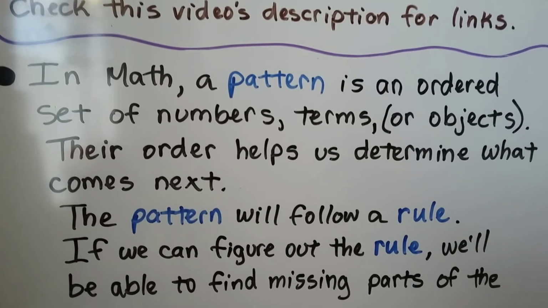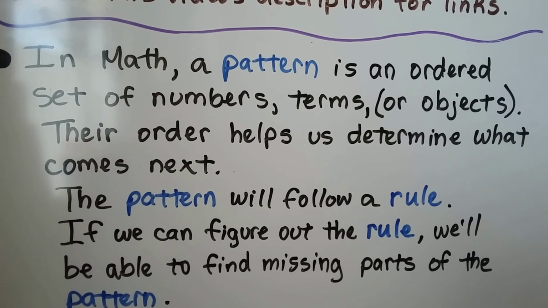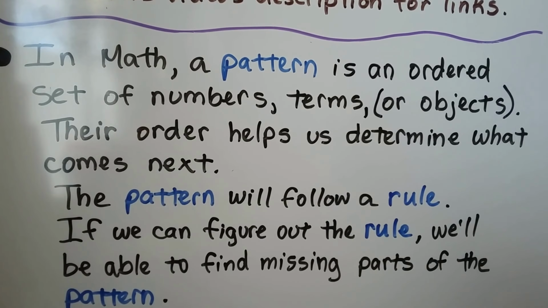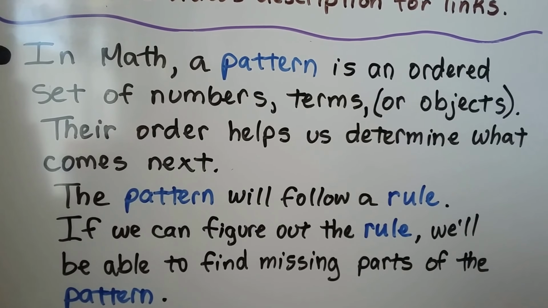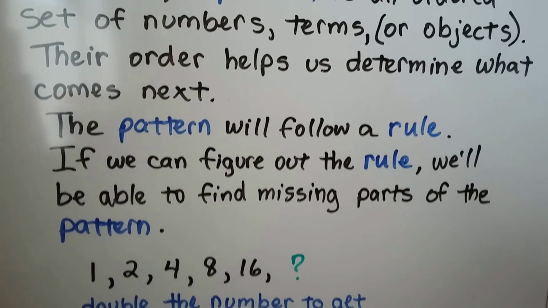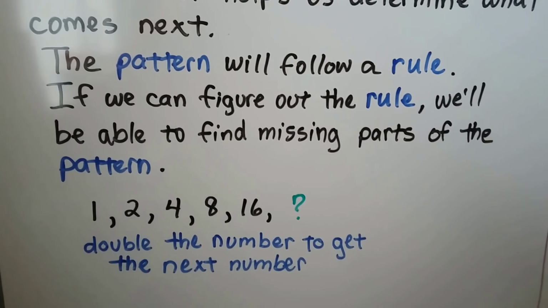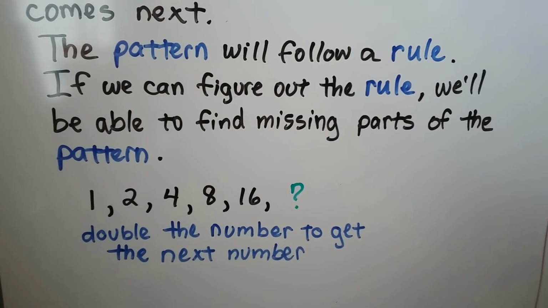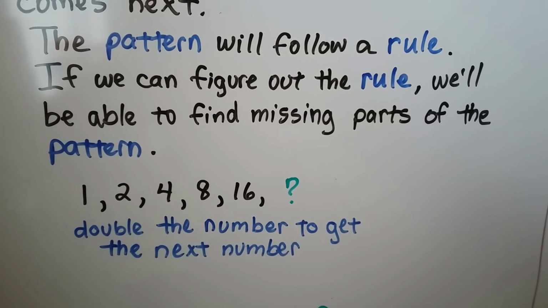In math, a pattern is an ordered set of numbers or terms. A pattern can also be an ordered set of objects, but in math, it's numbers and terms. And their order helps us to determine what comes next. And the pattern will follow a rule. If we can figure out the rule, we'll be able to find the missing parts of the pattern.